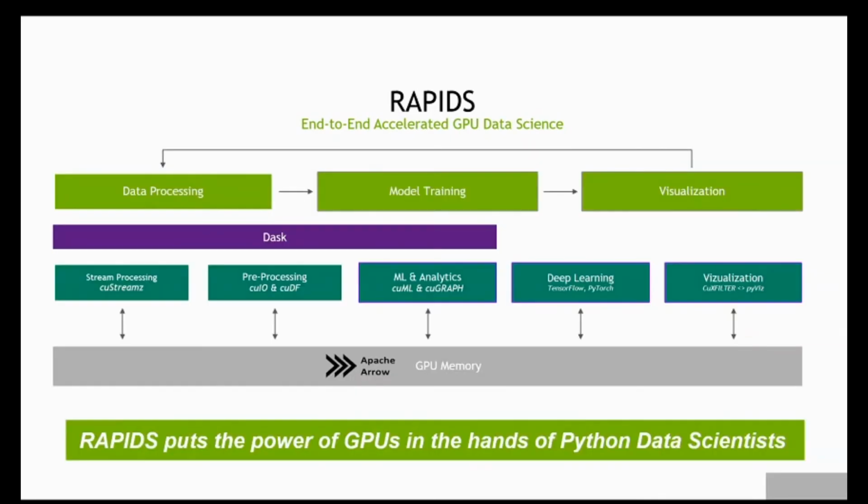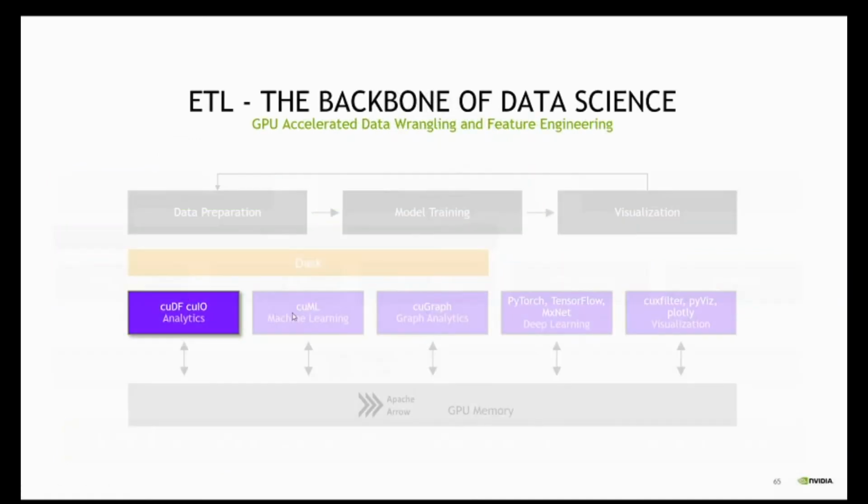So this is the entire ecosystem that I talked about, and let's get into more details about this. First, let's start with the ETL part where cuDF and cuIO are involved, right? And ETL again is the backbone of all the data science work, right? Machine learning is probably one important component, but most of the time of a data scientist or an ML engineer goes in data wrangling and getting the data in the right format, right?